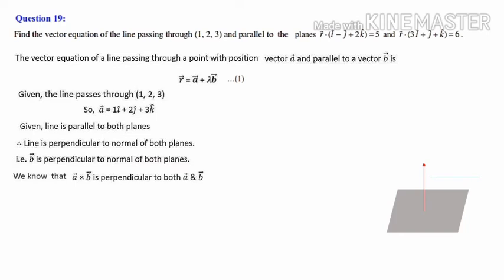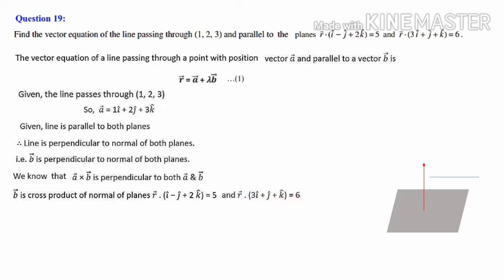So we have already learned that the cross product of two vectors is the perpendicular vector to both vector A and vector B. If you consider vector A and vector B, you will get A cross B as a vector which is perpendicular to both A and B. So first of all, let's go for finding vector B. That is, vector B is the cross product of the normals of the planes r dot (I cap minus j cap plus 2k cap) is equal to 5, and r dot (3I cap plus j cap plus k cap) is equal to 6.